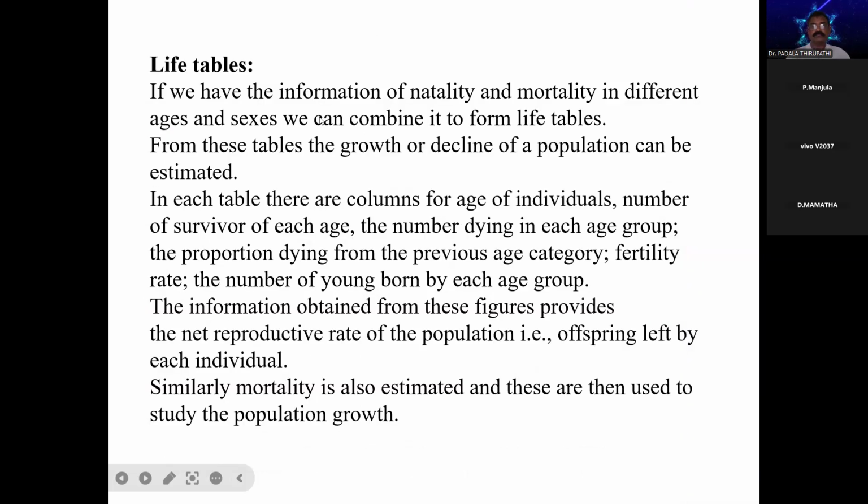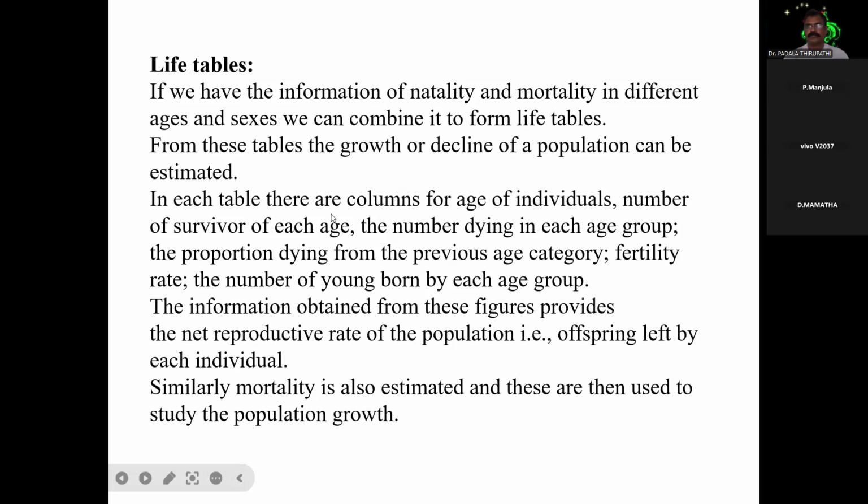If we have the information on natality and mortality in different ages and sexes, we can combine it to form the life table. So we can create this life table by knowing the natality, that is birth rate, and mortality, that is death rate, in different ages and sexes. We can combine them to know about the population decline, how the increase and decrease in the population can be studied.